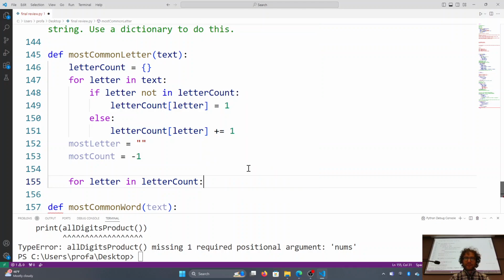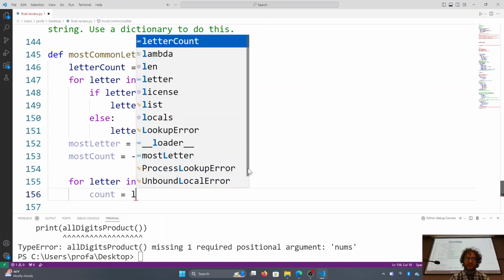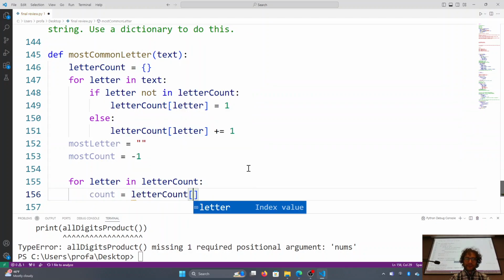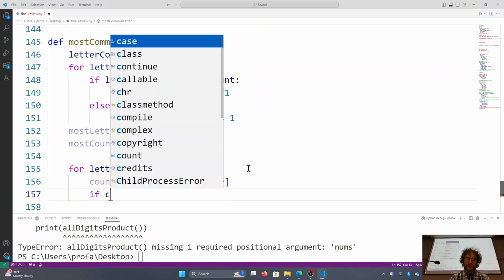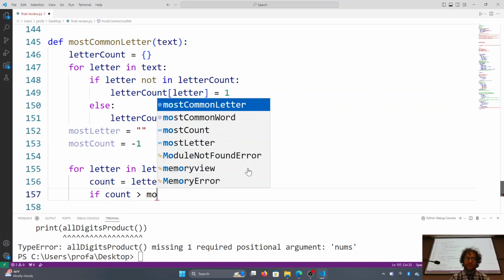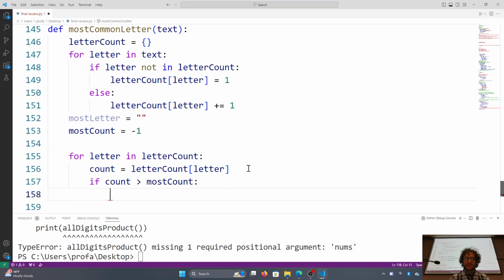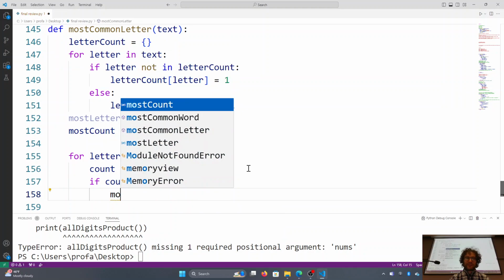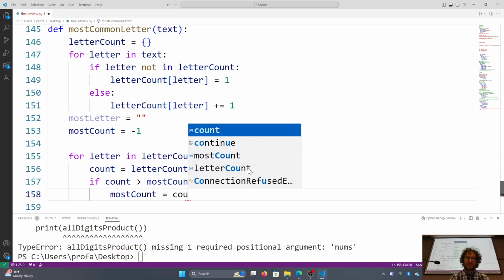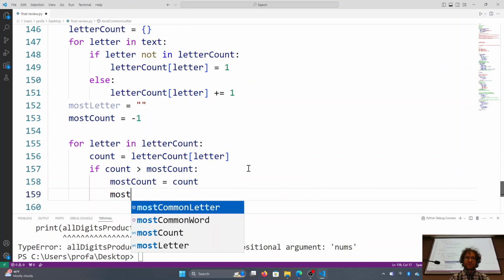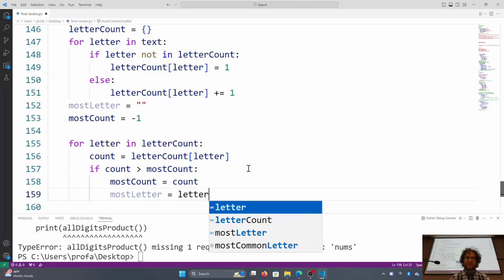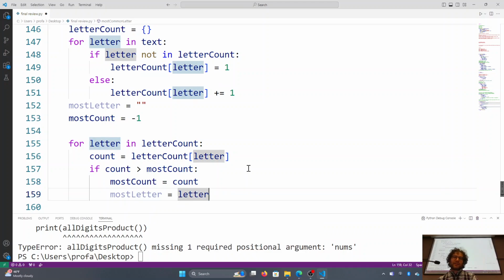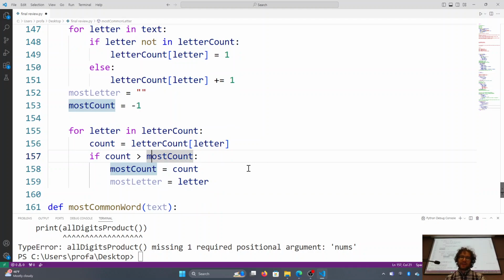Let's see. So, count is equal to letter count of that letter. If count is greater than most count, then congratulations, we found this thing is the biggest letter so far. Most count is equal to count. Most letter is equal to letter. So this becomes updated as the most common letter and gives us the count over here.